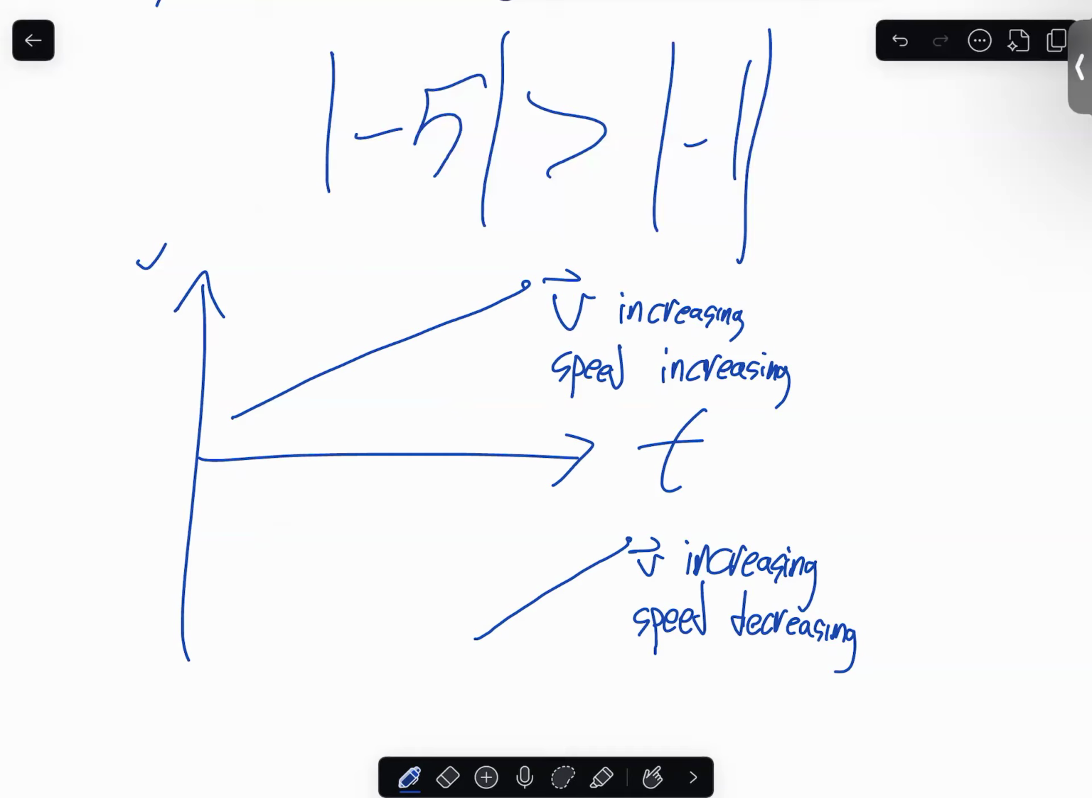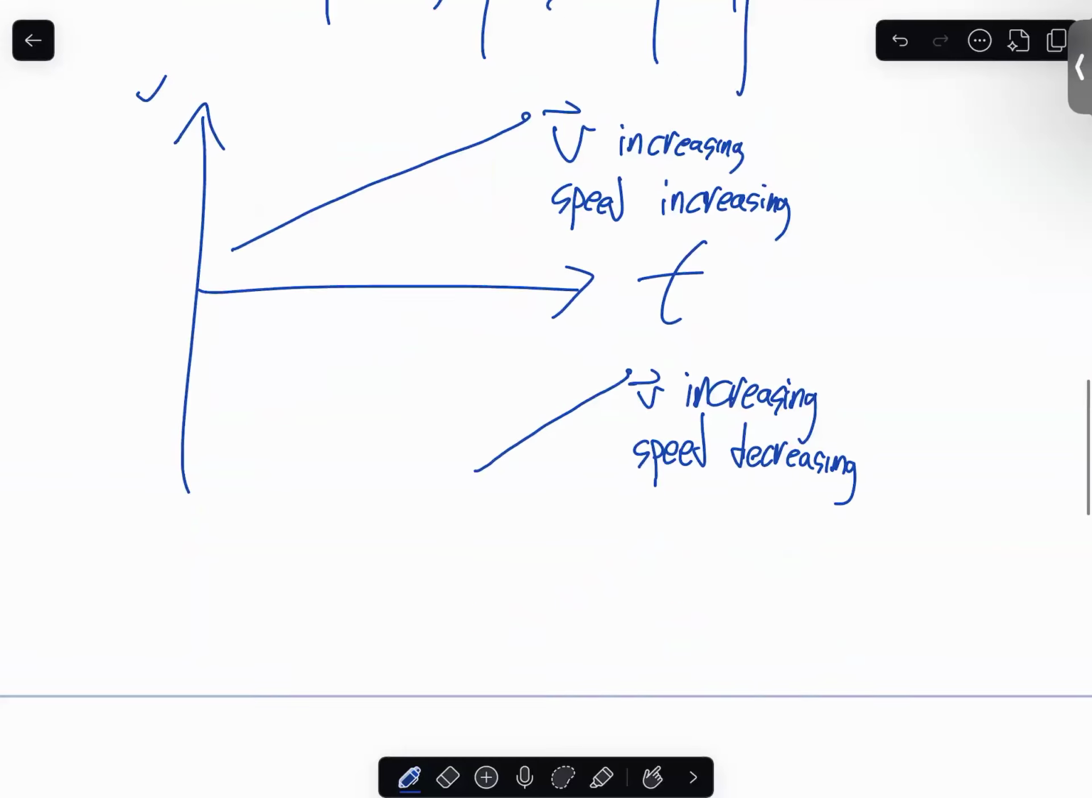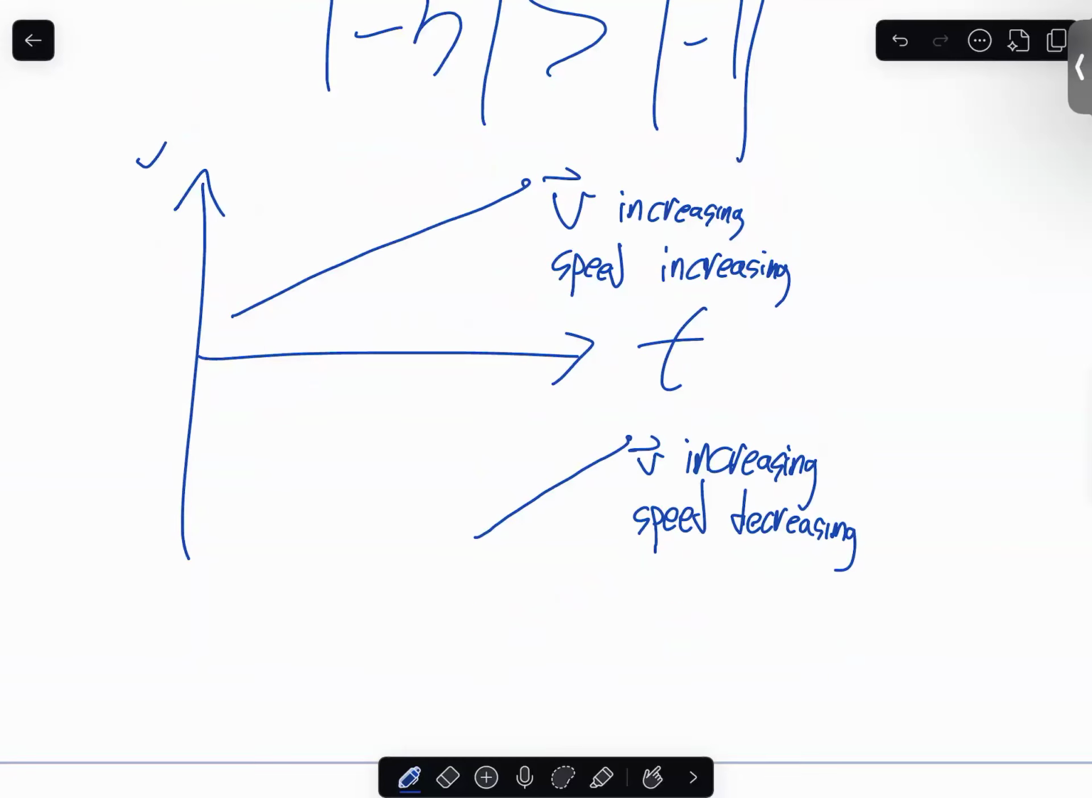1 meter per second to 5 meters per second. Am I adding to 1 to get to 5 or subtracting? I add a positive number. I am increasing the magnitude of my velocity, increasing the speed. So here are examples of positive acceleration.